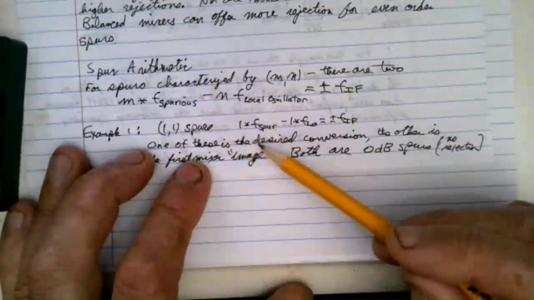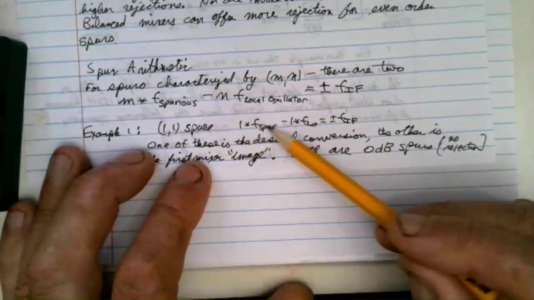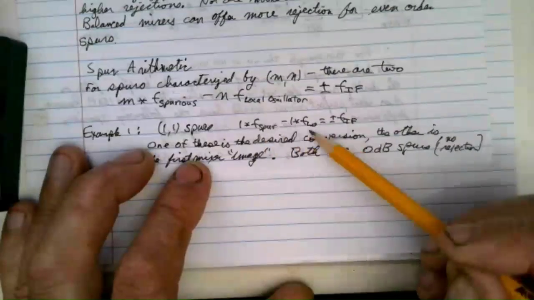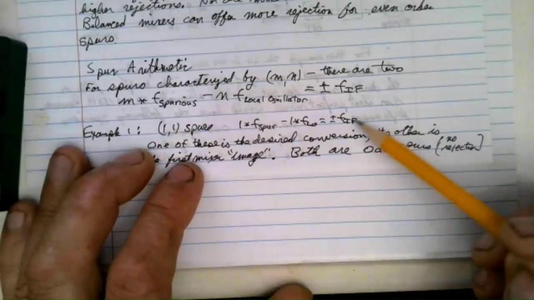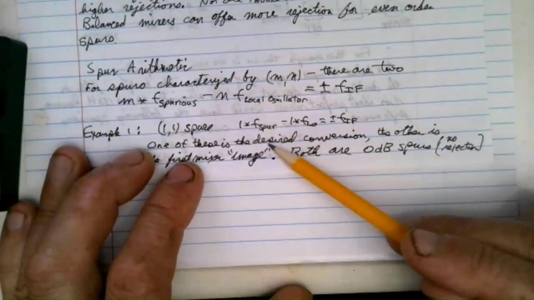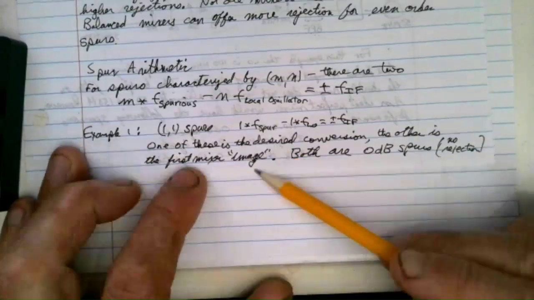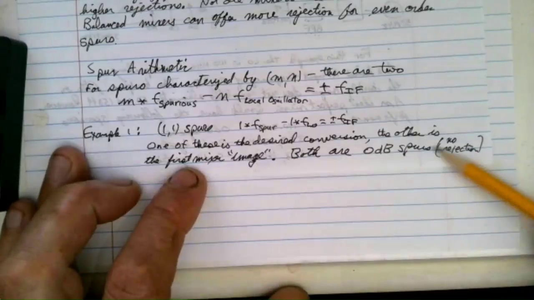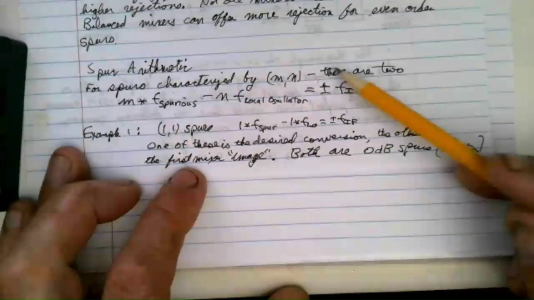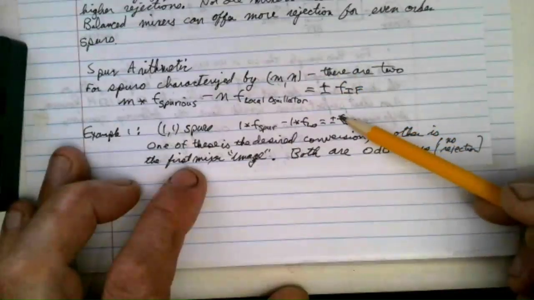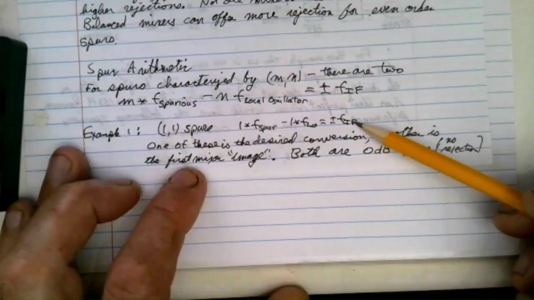Okay, so how about some examples? Take the 1-1 spur. It's a pretty easy one, pretty easy math there. So 1 times F spur minus 1 times F LO equal plus or minus F IF. I think you can see immediately that one of these two spurs is the desired conversion. The other is known as the first mixer image. Both of them are 0 dB spurs, no rejection, and none of them are mixer problems. A perfect mixer does both of these, and it's not a problem.